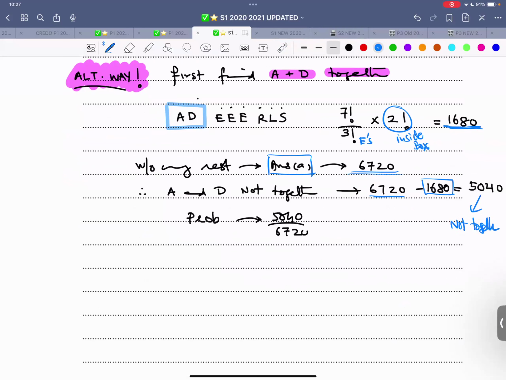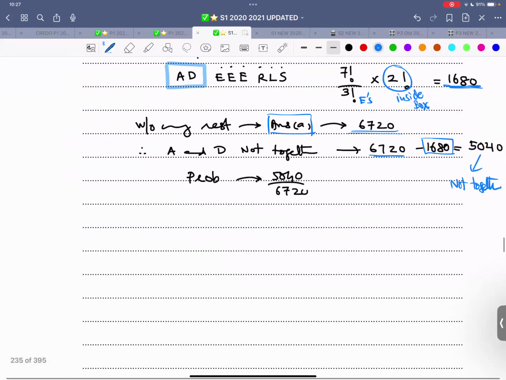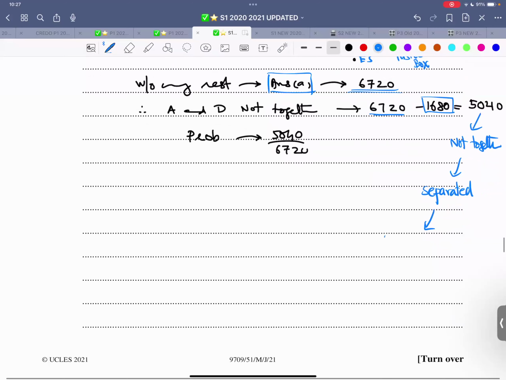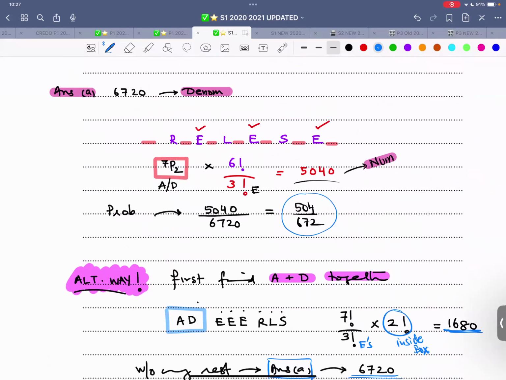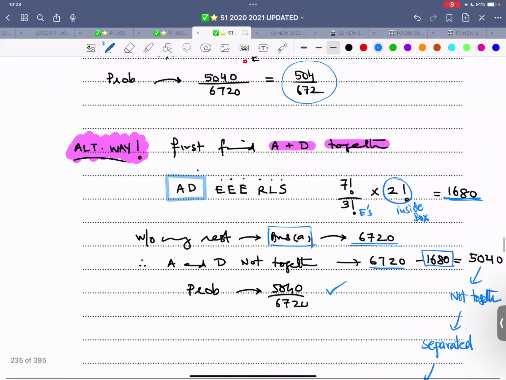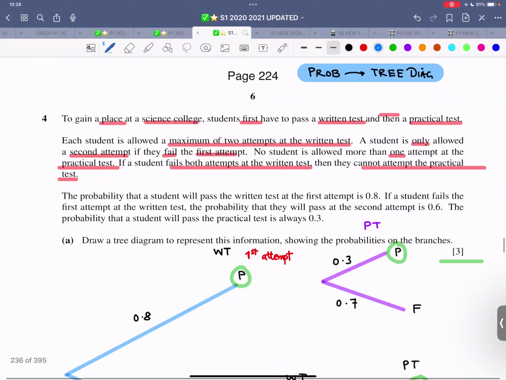For 2 alphabets, not together is the same thing as not next to each other. Not together is separated, which is another way of saying not next to each other. And it gives us exactly the same answer, which is right over here. So now this question is also done.